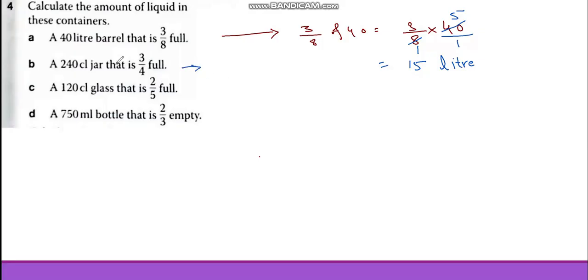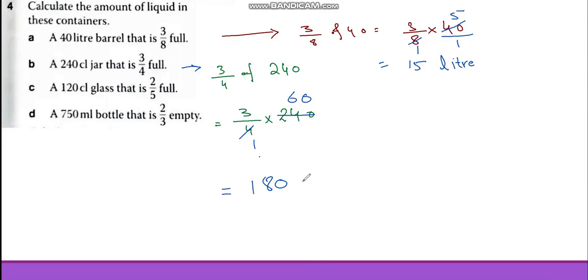Again, we have to find 3/4 of the 240 calories jar. So 3/4 of 240 means 3/4 times 240. We can easily cancel the common factors because 4 is a factor of 240. 4 times 1 is 4, and 4 times 60 is 240. Now we can multiply the numerators, that is 180. So it means 180 calories have been filled.